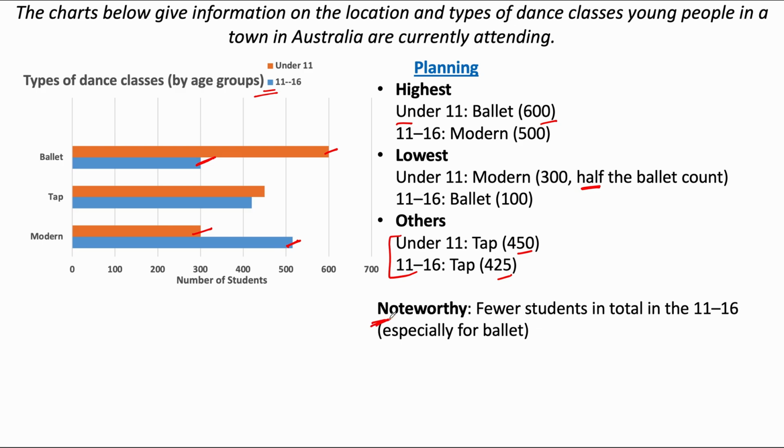Another thing we can note here is that total number of students for 11 to 16 age group are lower, and that is especially noteworthy in ballet where it's almost half. This is 600, this is 300.